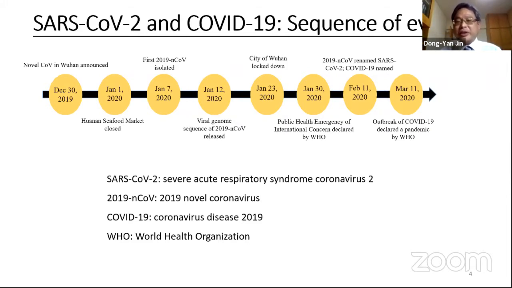Actually, there is a very critical time, which is January the 20th. From January 18th to 20th, the Chinese authority made a very big change. And then on January 23rd, they locked down Wuhan, and later on, WHO, after a lot of pressure from all the countries, declared this a public health emergency of international concern. And then on March 11th, they declared this a pandemic.